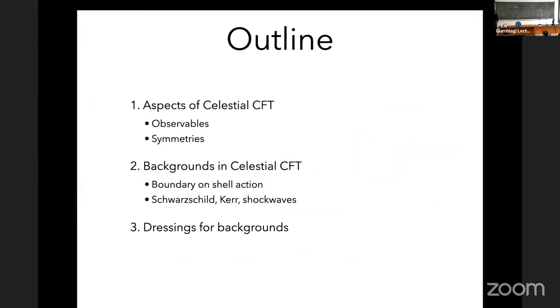So this is the outline of my talk. I'm going to start by discussing some aspects of these celestial conformal field theories, or CCFTs for short. We'll talk a bit about the observables, and then the universal sector of the theory, which has to do with symmetries. And then the main part will be to try to take what we have learned from scattering in flat space in this new language and put it on non-trivial backgrounds.